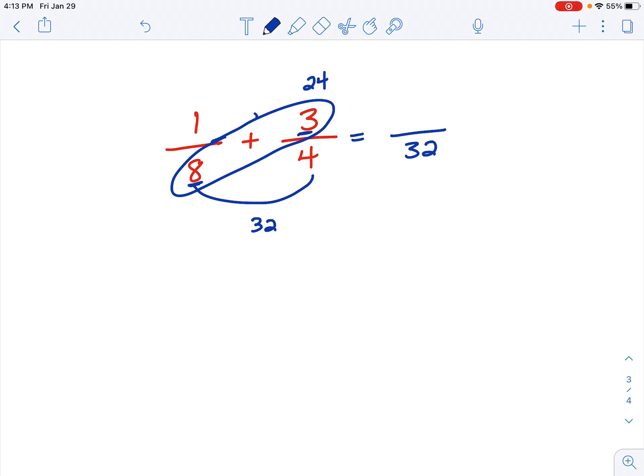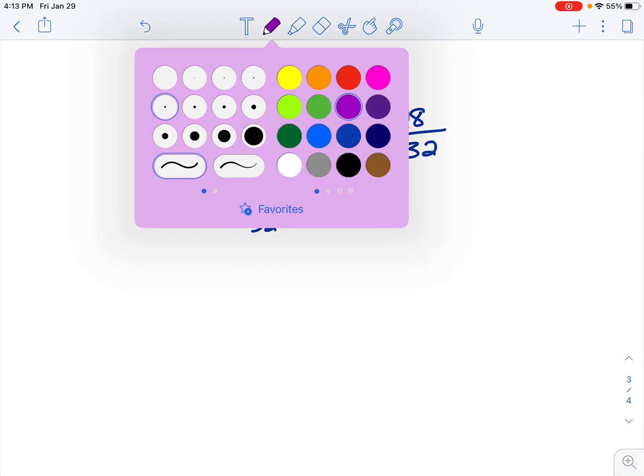Then the butterfly needs another set of wings. So I multiply the numbers inside of that wing, which is 4 times 1, which is 4. Then notice it's an adding problem, so I bring the addition sign up here, and I'm going to add 4 plus 24, and that is 28. So my answer is 28 over 32, but we got to make sure that it's reduced.